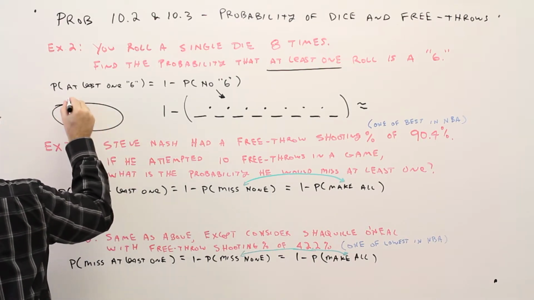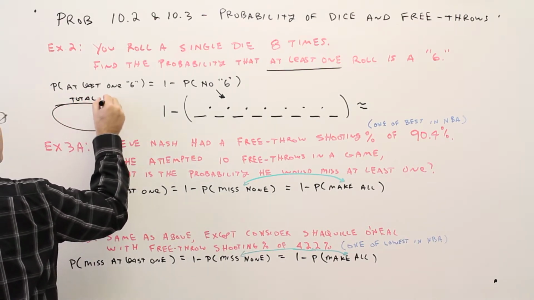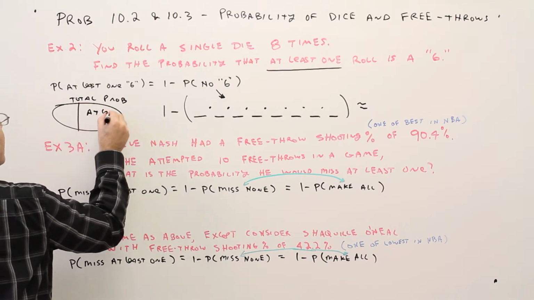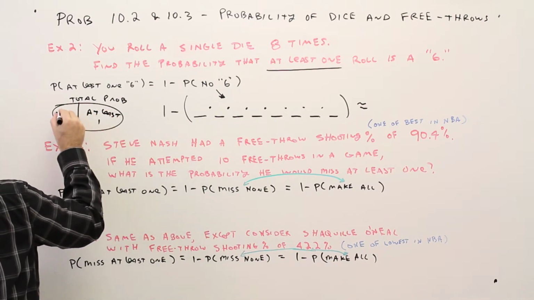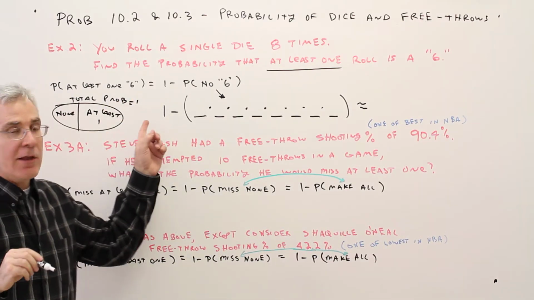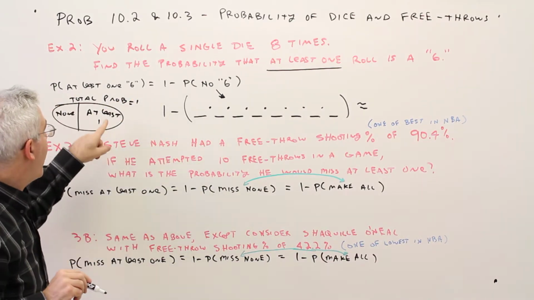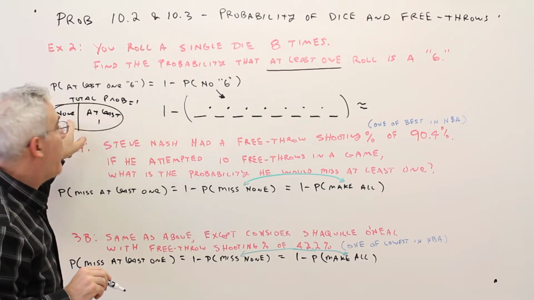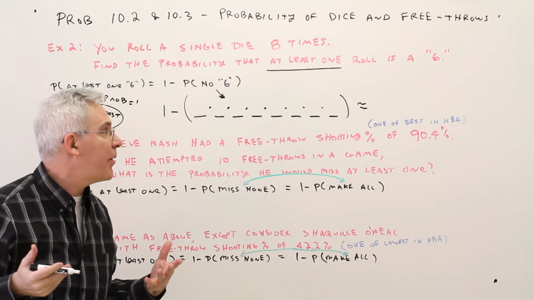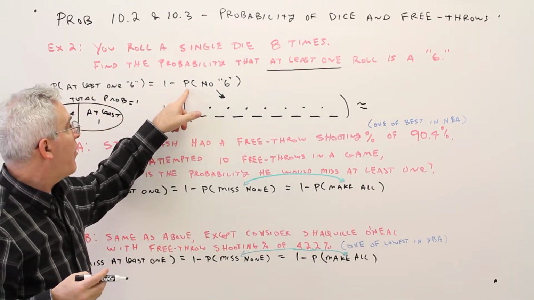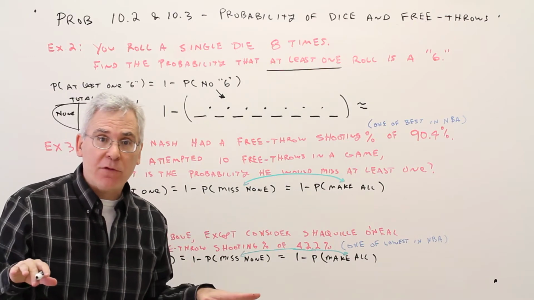So here's my total probability. Over here I've got at least one. In here I've got none. Again, the probability total is 1. So if I ever want to find the probability of at least one thing, I can just take 1 minus the probability of it not happening. Okay, so that's what I did here. So I've got 1 minus the probability of no 6s.